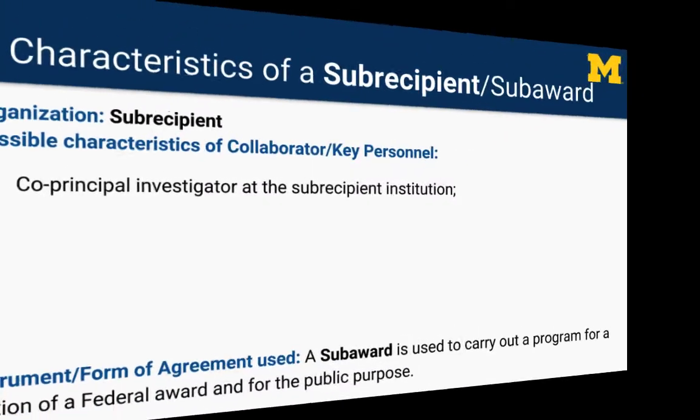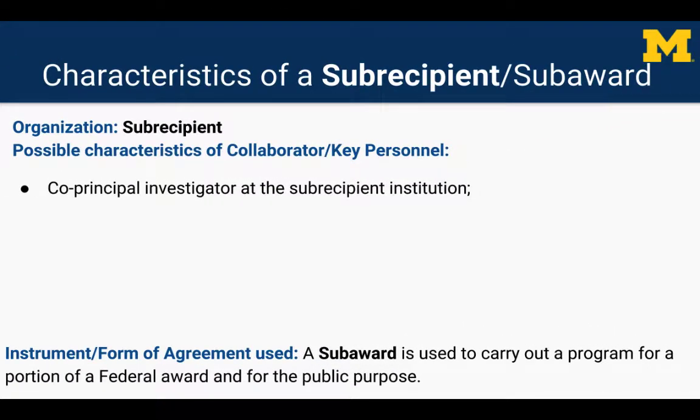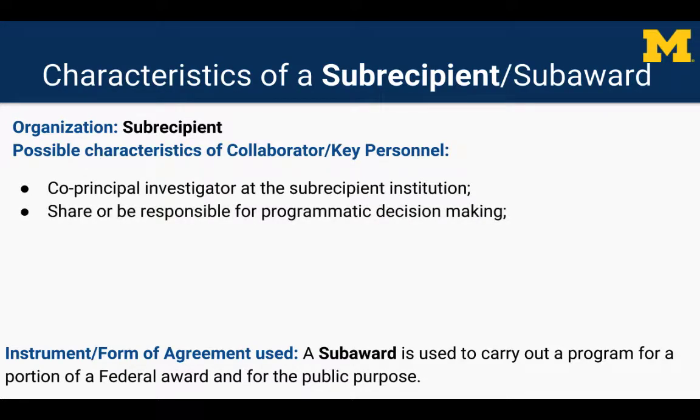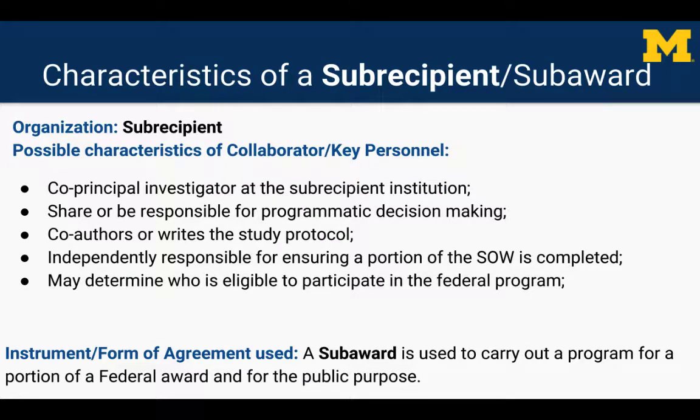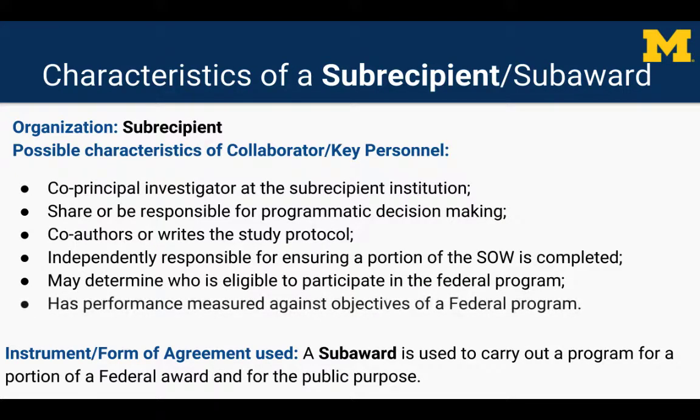The key personnel at the subrecipient organization may be a co-principal investigator on the study. This person may share programmatic decision-making responsibility with U of M, may co-author or write the study protocol, or is independently responsible for ensuring a portion of the statement of work is completed, may determine who is eligible to participate in the federal program, has performance measured in relation to whether objectives of the federal program were met.